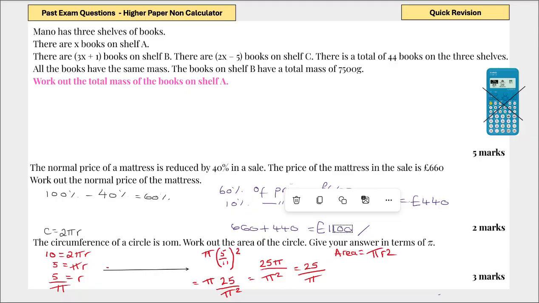This lesson is a quick revision on a higher paper non-calculator. It is a past exam question from 2023. So we'll get straight to it.